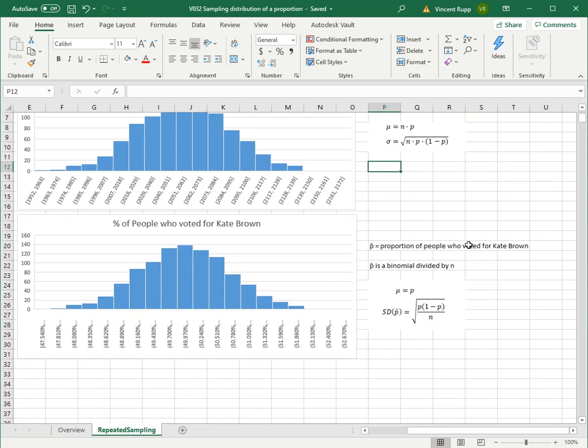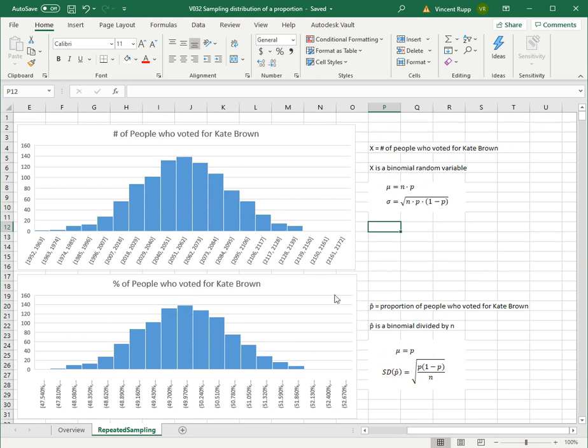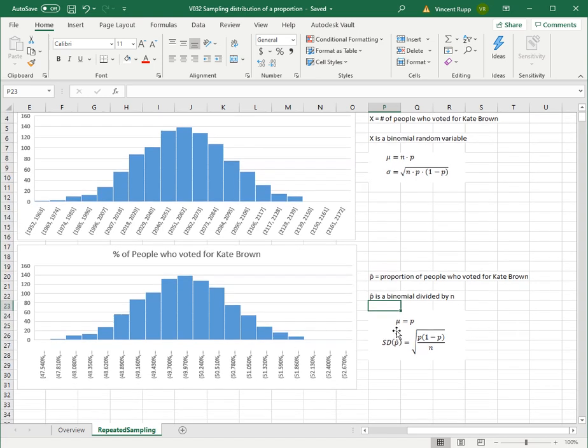But we could do the same thing and just look at the percent of people who voted for Kate Brown, or proportion, whichever word you prefer. They're slightly different mathematically, but it doesn't really matter for this class. So p hat is the proportion of people who voted for Kate Brown. Well, if x was the number of people and p hat is the proportion, how do you get the proportion? You just divide the number of people by your sample size, n. So p hat is a binomial random variable divided by n. So we can come up with these formulas. The mean is going to be p.